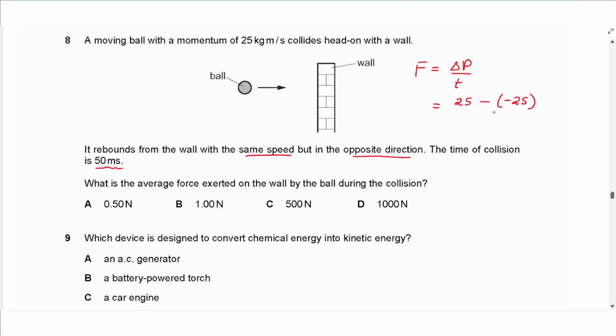and they have opposite directions. So we divide then by the time, which is 50 times 10 to the power of negative 3 for the milliseconds. This gives an answer of 1000 newtons. So the answer here is D.